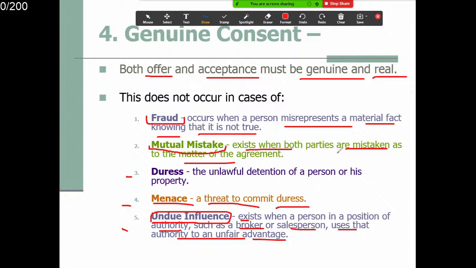Menace is a threat to commit duress. 这威胁行为了。如果你不做的话，不签那个我就怎么处理。So you threat to commit duress, right? And so if you don't sign, I'm gonna do something to you or your family, right?